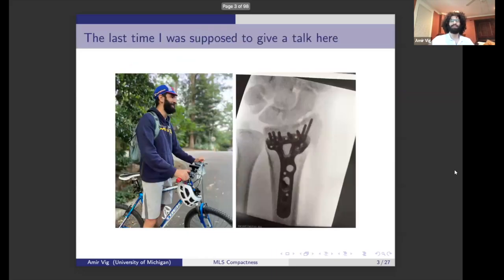I wanted to just quickly say that the last time I was supposed to give a talk here, I was cycling just before in 2020 and took a tumble, which resulted in this awful surgery. So I was unable to do any kind of writing or typing for months afterwards. So I wore a helmet and was very careful for the last week or so to make sure I didn't end up in the same position.